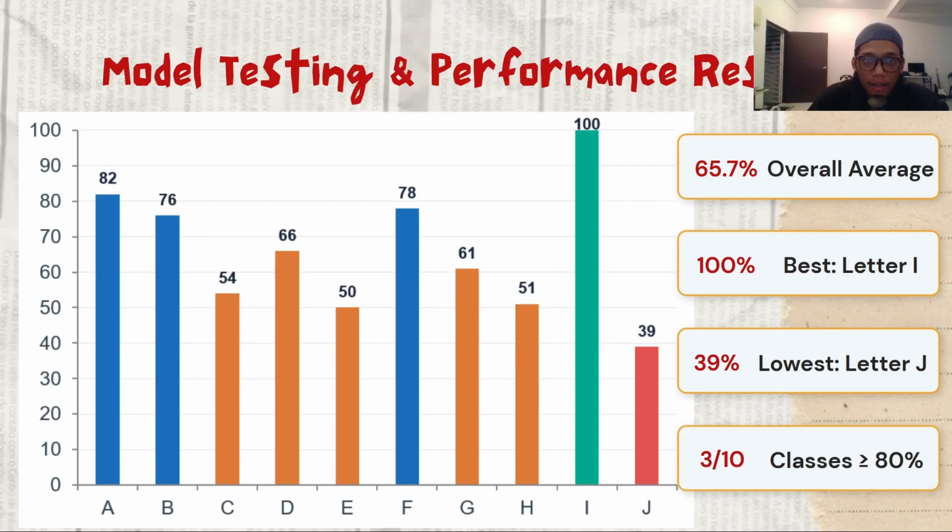On the other hand, letter J had the lowest accuracy at 39%. This is likely because the gesture of J involves movement, making it more difficult for the model to distinguish compared to static hand signs. Overall, 3 out of the 10 classes achieved an accuracy of 80% or higher. Although the model is not perfect yet, these results show that it can recognize several BIM gestures effectively and provide real-time predictions.